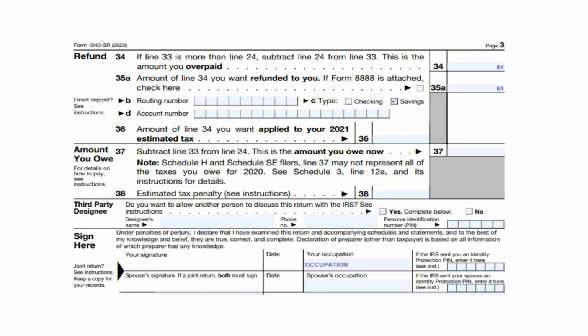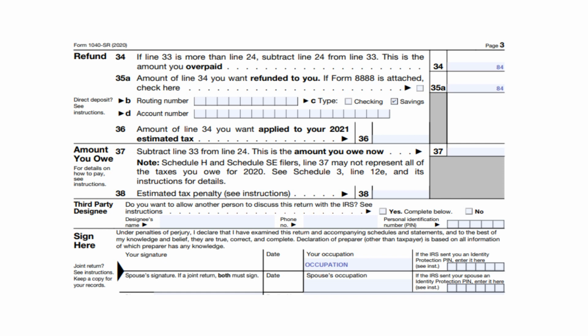Next, we will calculate your overpayment. In this example, it is $84. Put $84 on line 34, and since you'd want it refunded to you, put it on line 35A. If you want it directly deposited into your bank account, on line 35C, check the type of account that you have, checking or savings, and fill out your routing and account information on lines 35B and D. If you do not want it directly deposited into your bank account, cross off lines 35B and D, and the IRS will send you a check directly.